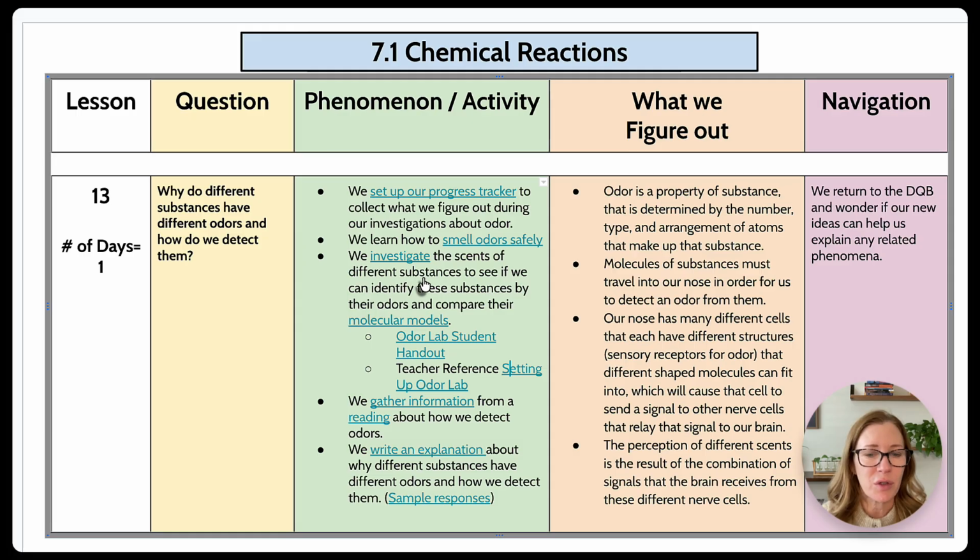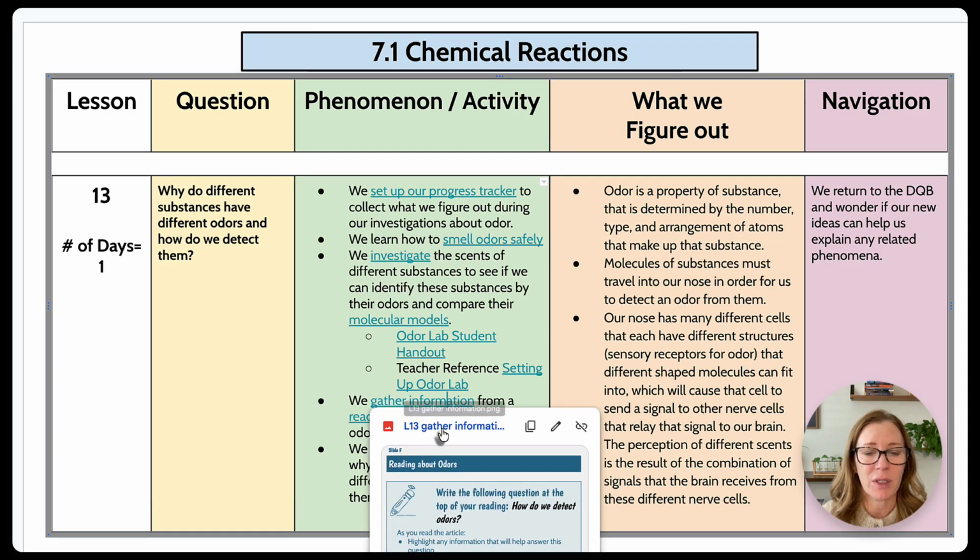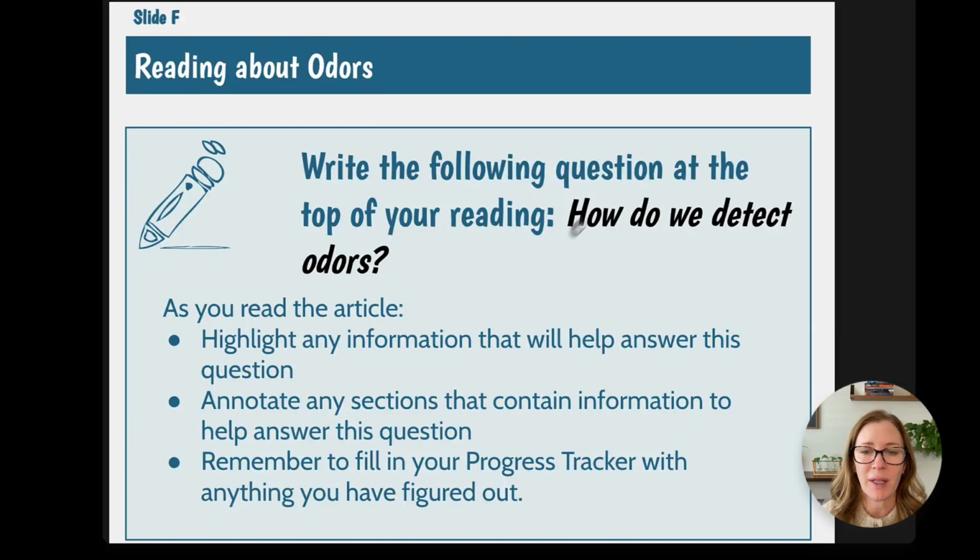Okay, so students are going to fill out their data table. They're going to smell those odors, and then they're going to gather some information to finish answering their questions on their progress tracker. And so here's the slide to support you. It says to write this on the top of your handout. Not necessary if you provide it in an LMS, but it is talking about marking up the text, so that might be worth giving each student a copy of the handout. It's how do we detect odors? So this is going to be answered in the article, and then they're also going to be filling out their progress tracker, trying to answer the questions that we wrote at the beginning of the lesson.